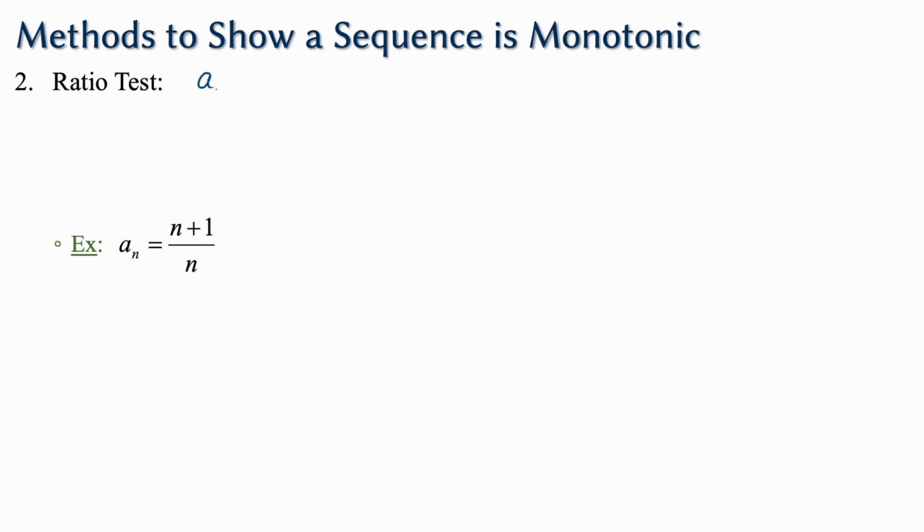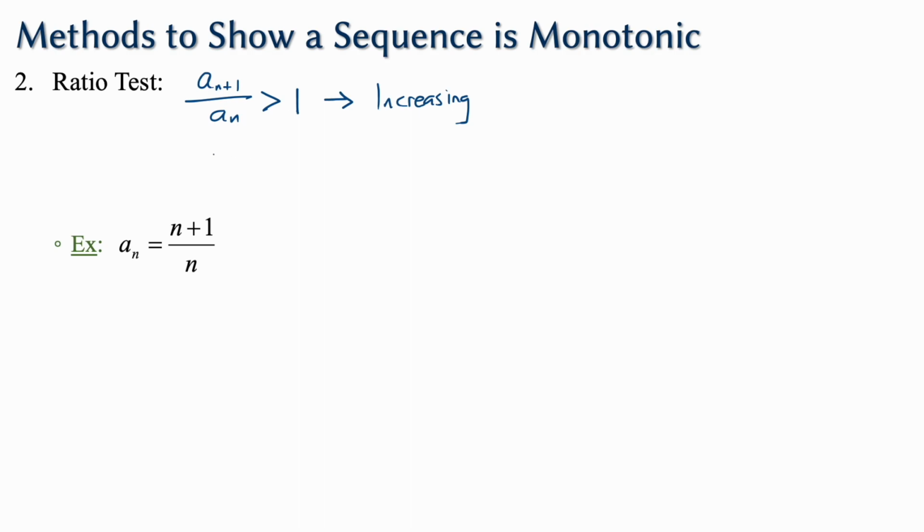So if we take the n plus 1th term and divide it by the nth term, and that works out to be greater than 1, that means that this number is going to be bigger than this number. So that means that in this relationship, as you get bigger and bigger and bigger, so do the numbers. So this would tell us right away that this would be increasing.